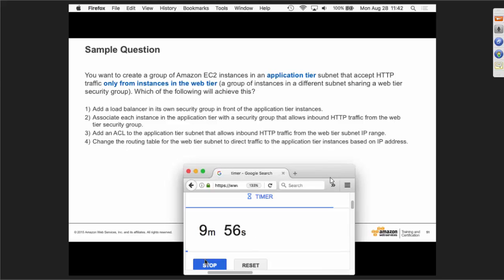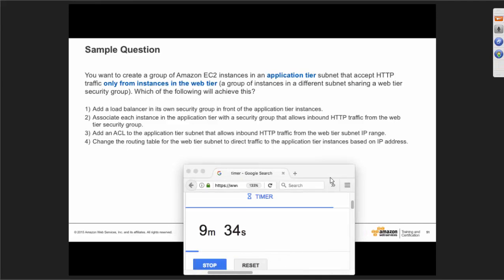So with this question, I just want to double check on it. We want to allow only from the web tier to that application tier. So we're looking at the application tier's ACL or security group. We already kind of decided that option 1 doesn't work because it's not blocking traffic through the load balancer, and option 4 doesn't work because it's not a routing table action. So the only options here are security group or network ACL.